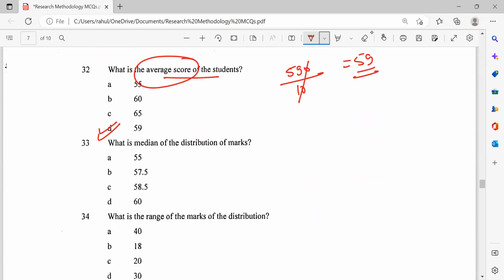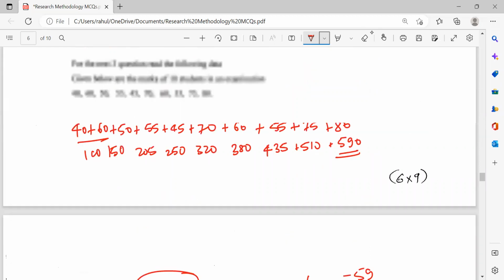Question number 33. What is the median of the distribution of marks? You can get the median, which is the most repeating value here.